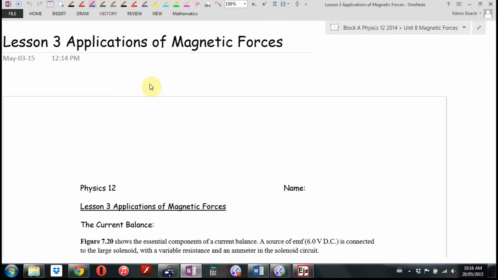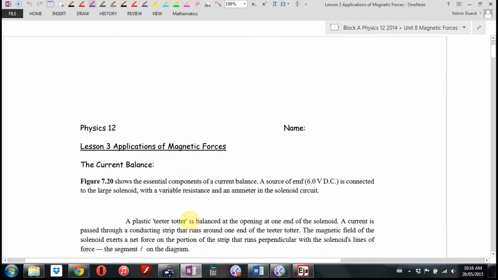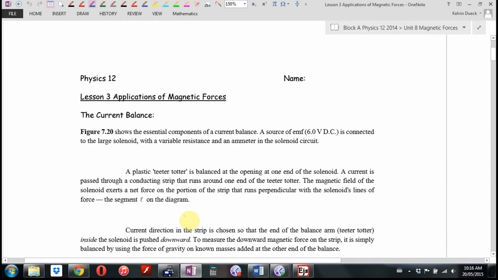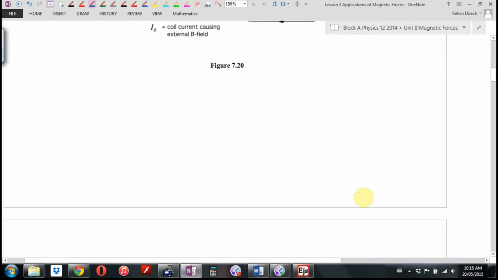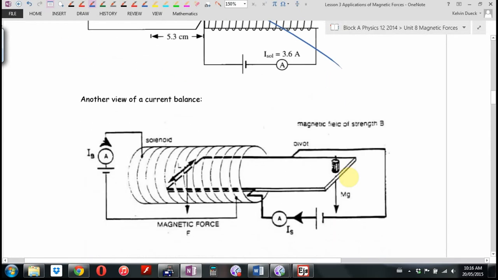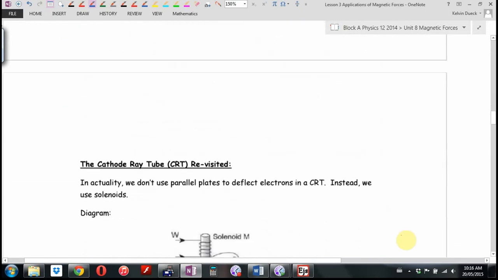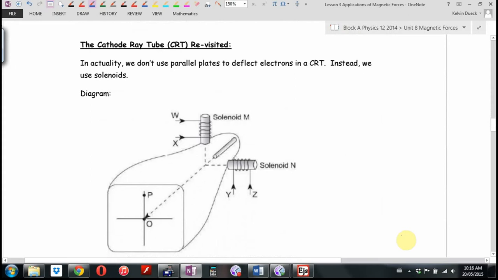Applications, cool applications of magnetic forces. We're a little pressed for time. A cool application is what's called a current balance, but I'm going to say nuke it. Instead, we're going to talk about TV. Ryan?